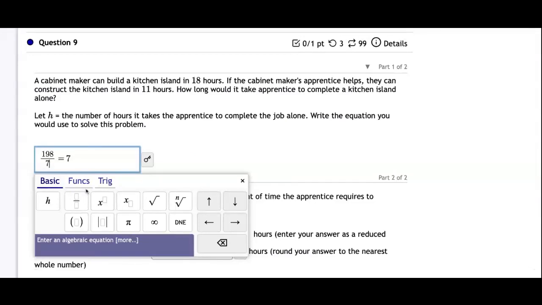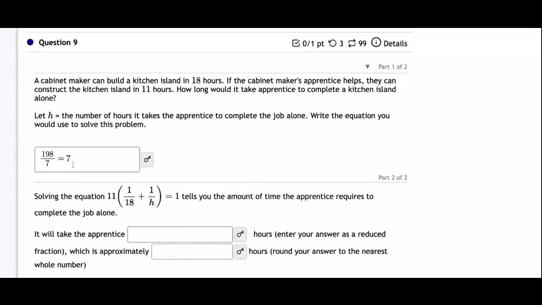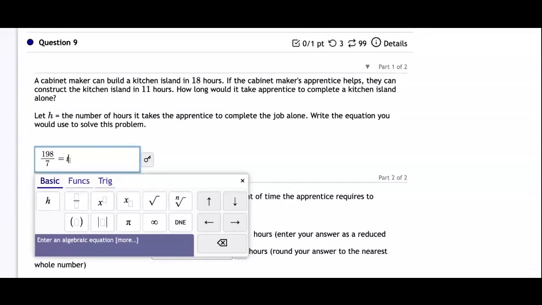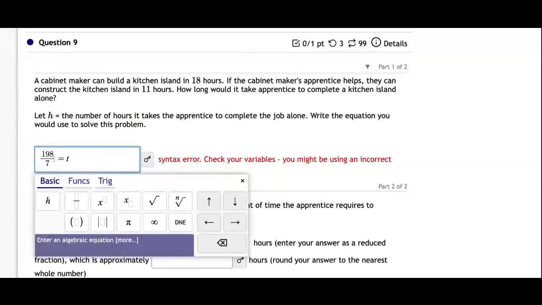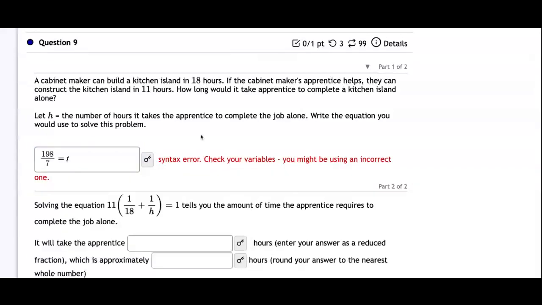You could use a calculator to find out this value. This is t. So it takes the apprentice 198 divided by 7 hours, or use your calculator to find the exact value. Does this make sense?